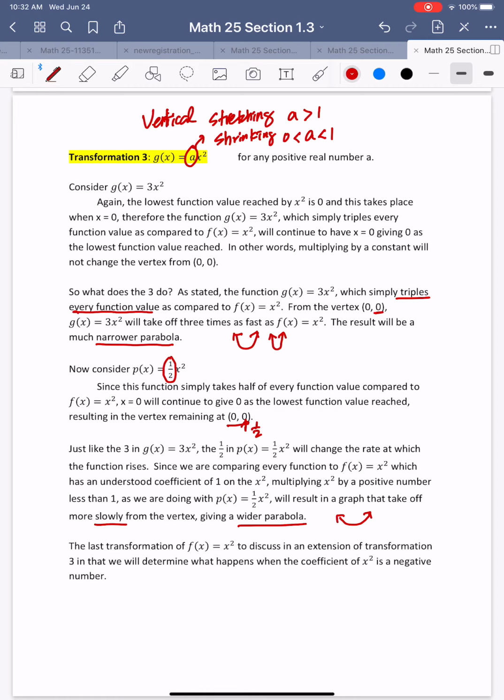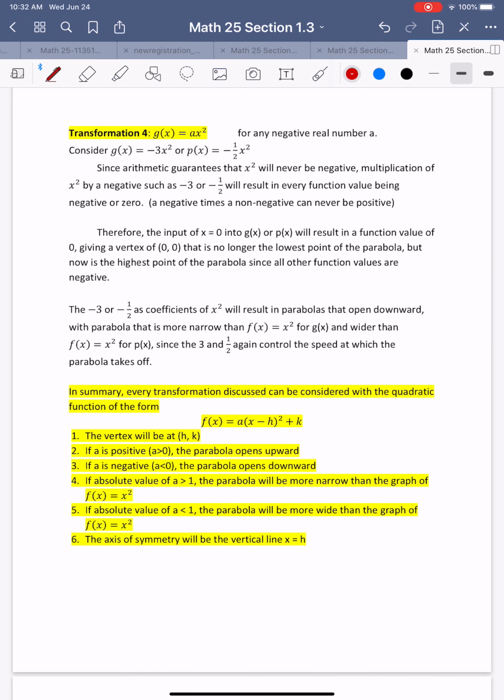is where we determine what happens when the coefficient of x squared is a negative number. So here, now a is negative 3 and negative 1/2. Since x squared is never negative, but you multiply x squared by a negative, negative 3 or negative 1/2, every function value becomes negative or 0, because 0 times whatever negative is still 0. Therefore, inputting x equal to 0 into g of x and p of x results in a function value of 0, giving the vertex still 0, 0, but it is no longer the lowest point of the parabola, because the graph is flipped, okay?